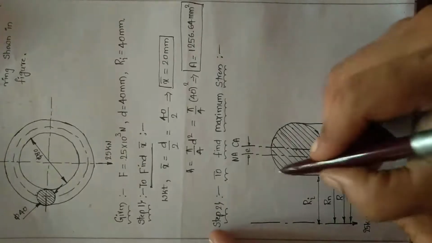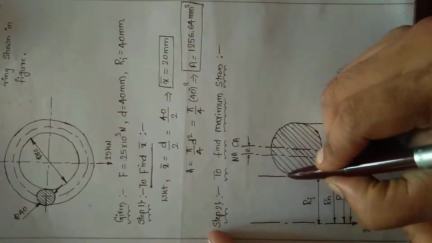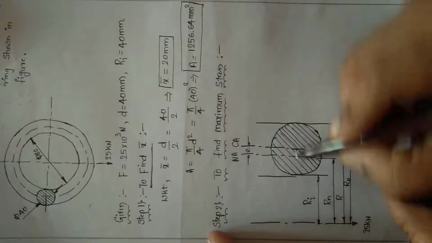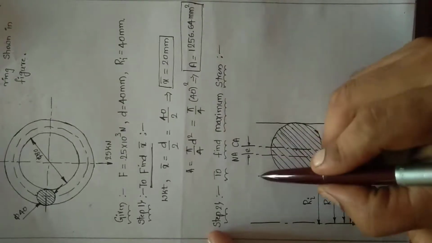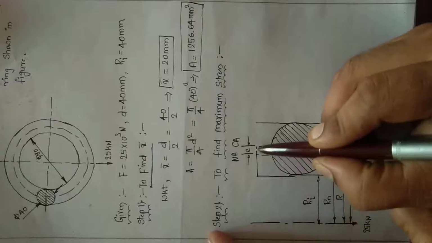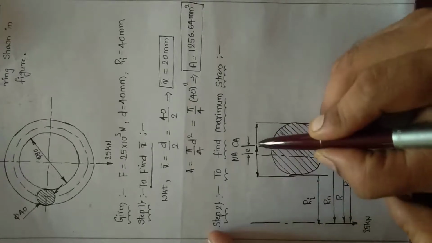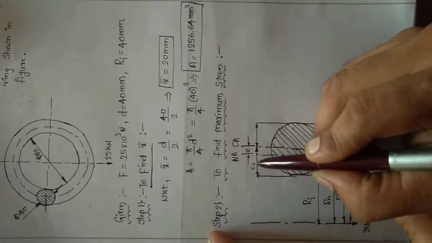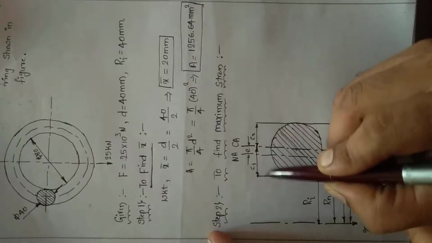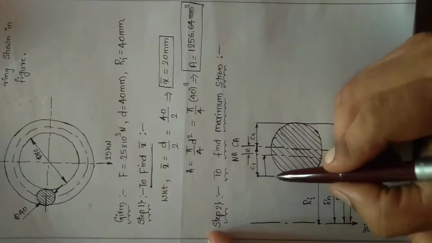Fine. Now what about Ci? C1 is the distance from the central axis. Am I right? The centroidal axis is exactly at the center, so here C1 and C2 are both the same in this case. C1 and C2, so this will be Ci.